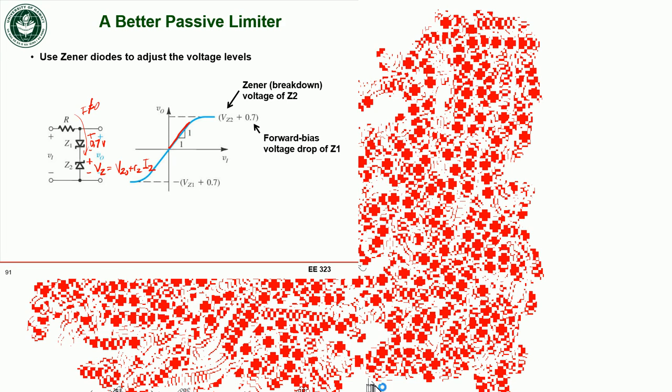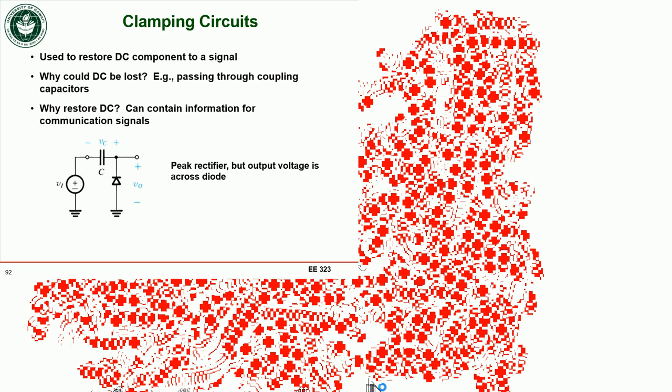Okay, the last diode circuit that I want to talk about is something called a clamping circuit. What you use this for is to add DC back to a signal. So you have a purely AC signal, no DC offset, and if you want to add DC back to the signal, you can use a clamping circuit. And this is another diode circuit.